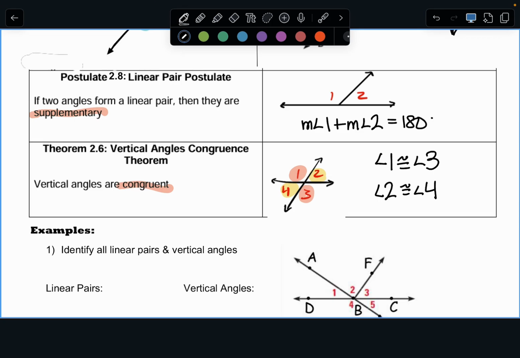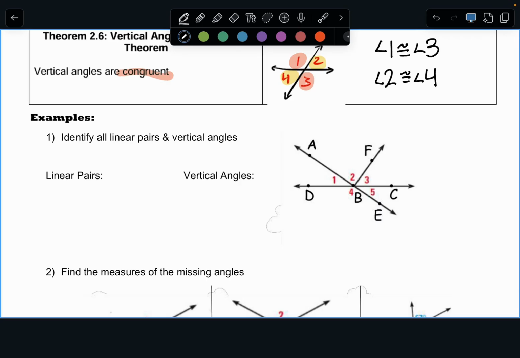So, linear pairs are supplementary, vertical angles are congruent. That's something that will stay with us for the whole year. It will not go away. So anytime you see this X shape, the angles across from each other are equal, and the angles next to each other add up to 180.